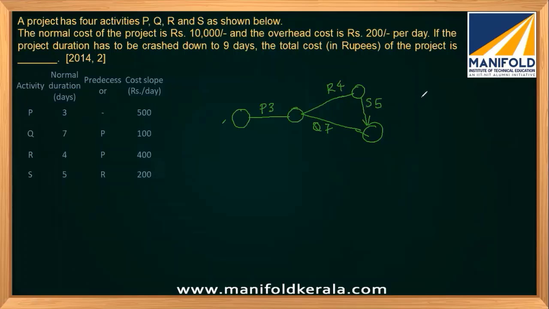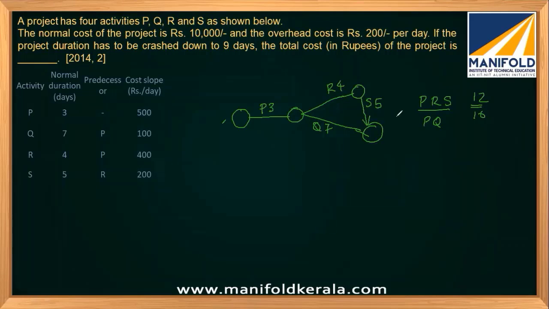So we have two paths. P, R, S will be 3 plus 4 plus 5, which is 12, and P, Q will be 10. So the total project completion time is 12, and PRS is the critical path.